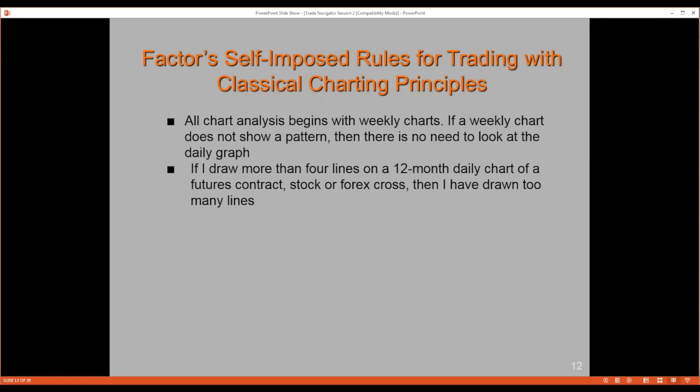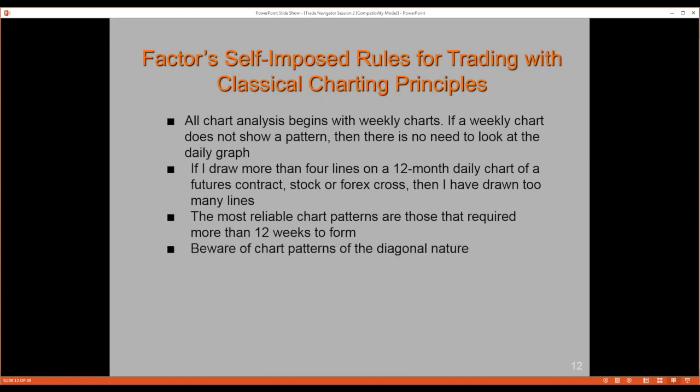I get comments all the time about my markings and charts being oversimplified. I take that as a great compliment. The most reliable chart patterns tend to be those that require more than 12 weeks to form. I want to see a chart pattern that takes 12 weeks to form. Then all of a sudden I have a chart that I can build a trade around.